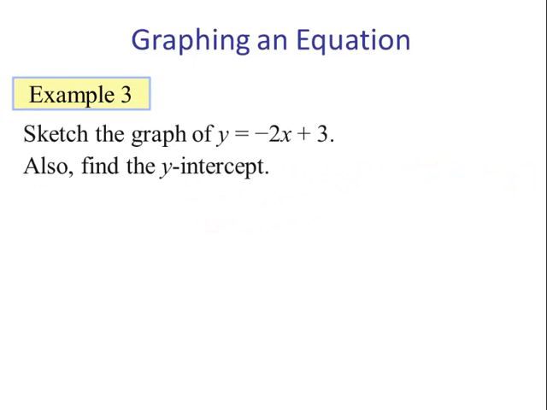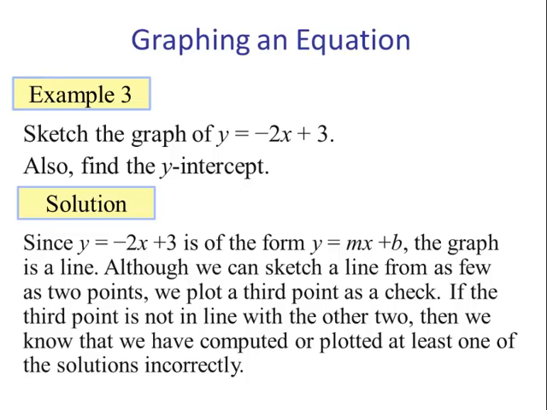Example 3: sketch the graph of y equals negative 2x plus 3. Also find the y-intercept. Since y equals negative 2x plus 3 is in the form y equals mx plus b, the graph is a line. Although we can sketch a line from as few as 2 points, we plot a third point as a check. If the third point is not on the line with the other 2, then we know we have made a mistake, and at least one of our solutions is not correct.